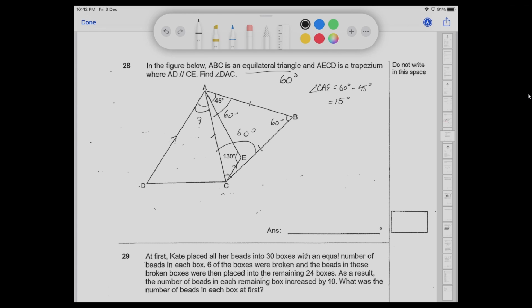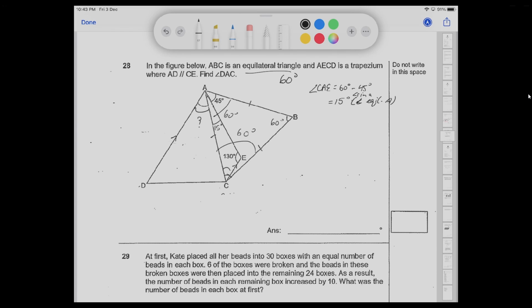Not sure if your school wants you to write angle properties. The angle property is you can simply write equilateral triangle, or angles in an equilateral triangle. If your school does not require it, that's perfectly fine, you can skip that stage, but I'm writing it for additional information. In secondary school, you have to write all your angle properties. So we know that this is 15 degrees.